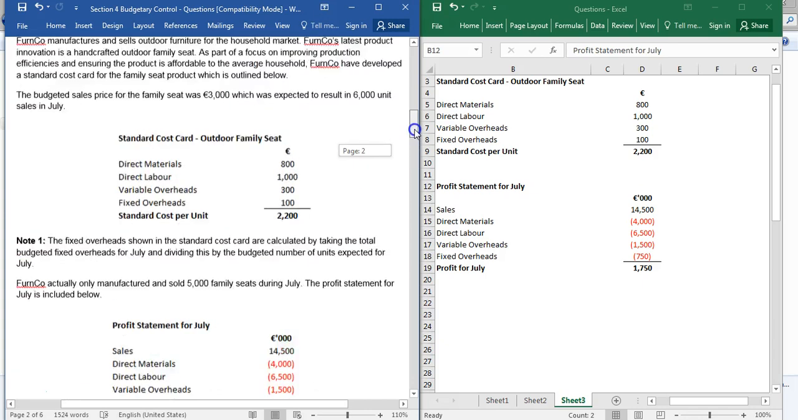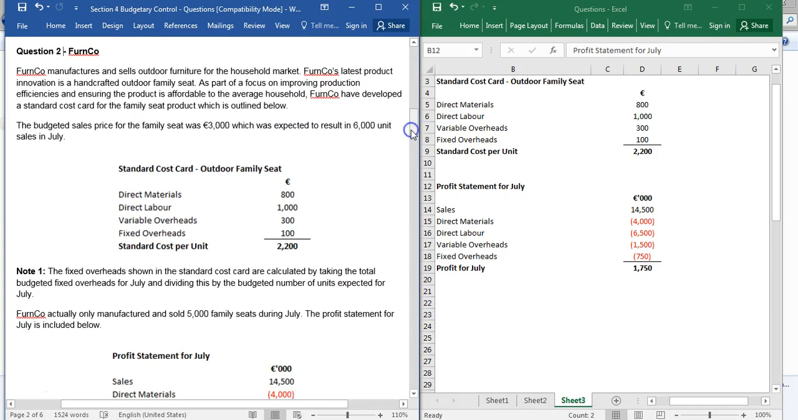So you can see to some extent here that on purpose I've given you a slightly different layout than the century question, where you're told here what the budget sales price is and you're told the budget was 6,000 units. Well, you weren't actually given the budget based on 6,000, you were given what's called a standard cost card. So that says for every seat they expect to have all these costs. And the one thing I'd say pay attention to is the fixed overheads in note 1 and how that works. And we'll come back to that again.